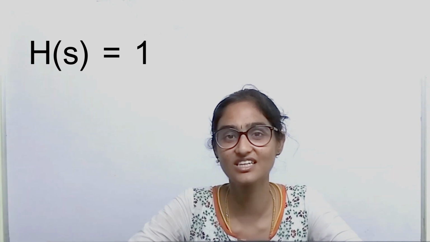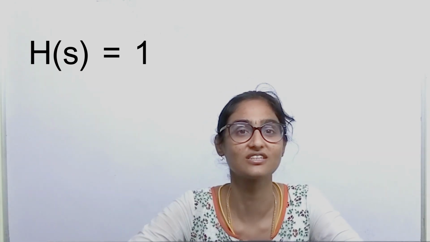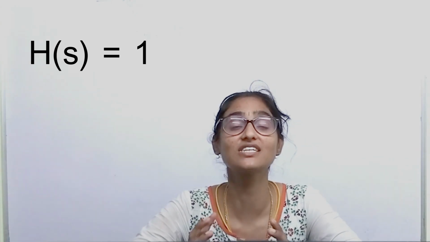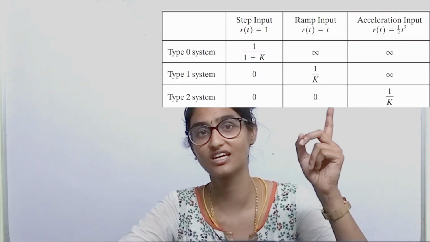If we have a unity feedback system, we can find the steady state error by this method. In case you do not have a unity feedback, there is a feedback transfer function given. What will you do in this case? How will you find out the steady state error? You cannot apply the formula that is there in this table.